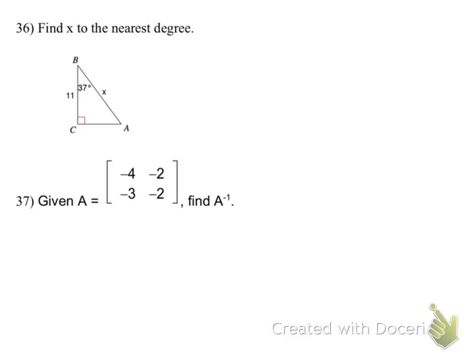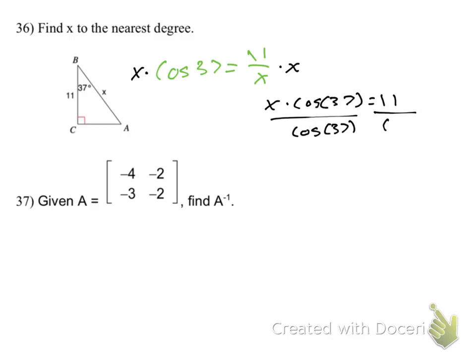36. All right, I need to do cosine of 37 because I have adjacent and the hypotenuse equals 11 over x, I'm sorry. So I'm going to multiply by x. Give me x times the cosine of 37 equals 11. And then divide by the cosine of 37, which gives me about 13.77. Obviously, that's not degrees. It's a typo there.